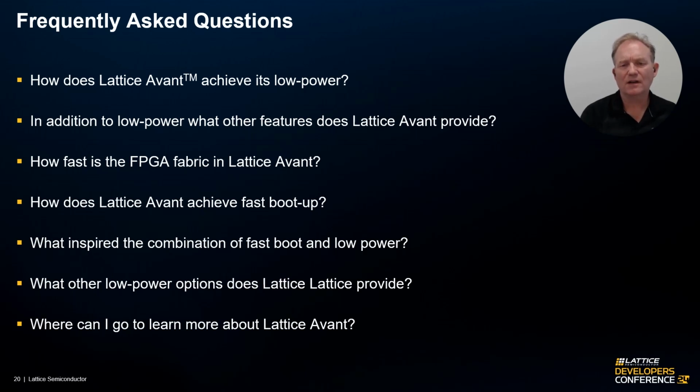For instance, in Avant, we chose to use the LUT4 as the logical element because LUT4 is very proven to deliver power and area optimization. Then there are circuit techniques we use as we're developing each of the circuit blocks to make sure they deliver the best power possible. And lastly, there are things we can do at the process level that help further reduce power consumption.